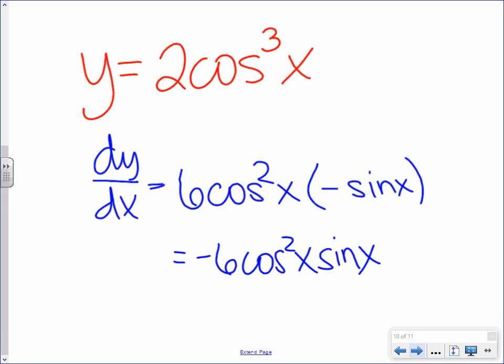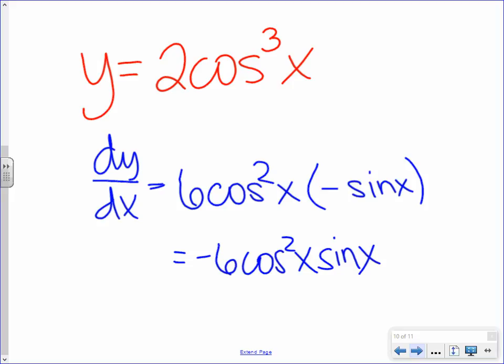If we have a constant on the outside, it's going to stay along for the ride for the derivative. Don't ever worry about the product rule if it is a constant. If that was 2x, we would need to worry about the product rule. But if it's just a 2, a 5, 10, 1,000, constants just stay along for the ride.